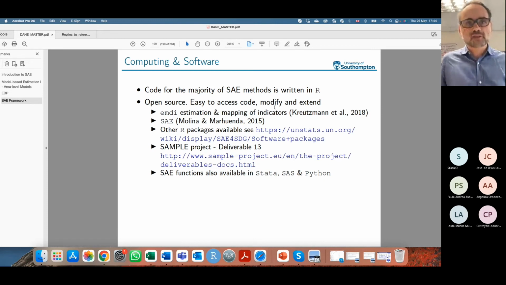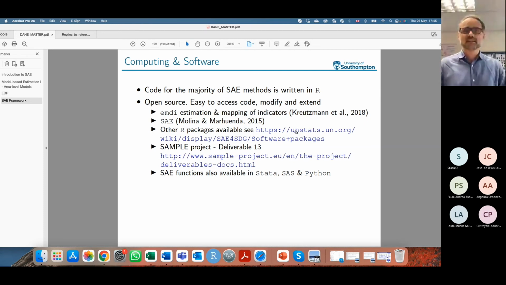There is another package, the sae package. So this is also a very powerful package, and it includes some additional models that may have a temporal component, a spatial temporal component. But you have other packages that are also available.